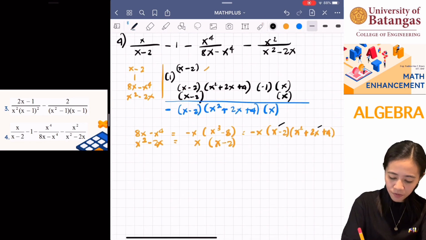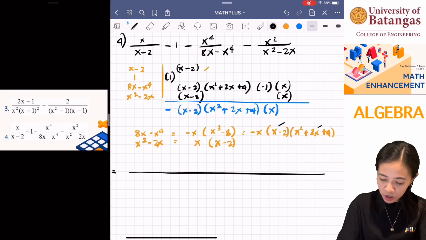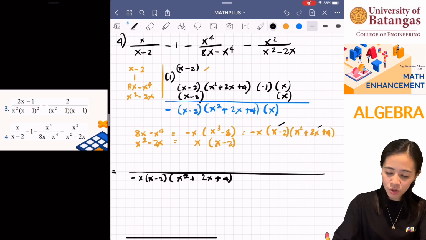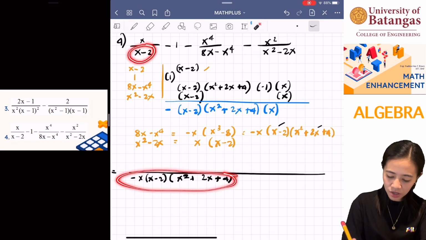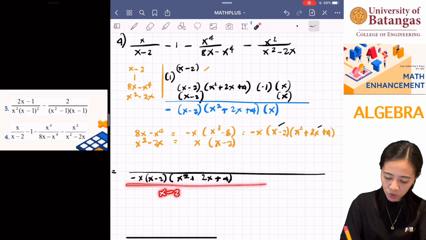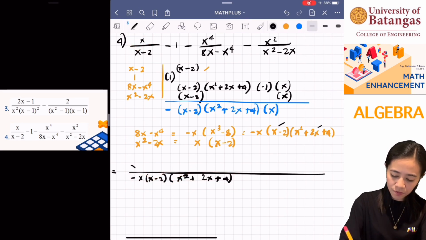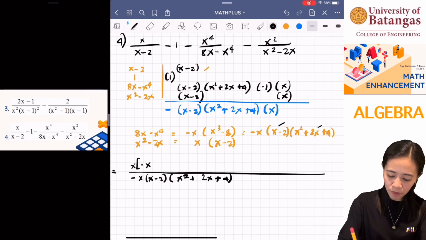Continuing our solution, our common denominator will be negative of x, unahin ko na yung lower degree, x minus 2, and x squared plus 2x plus 4. Okay? I'm going to divide this by this. So, this will be divided by x minus 2. So, maka-cancel to. So, yung matitira mong terms, i-multiply natin dito. Which means you will get an x multiplied to a negative x multiplied to, so let me put a bracket on that. A negative x multiplied to the trinomial, x squared plus 2x plus 4.